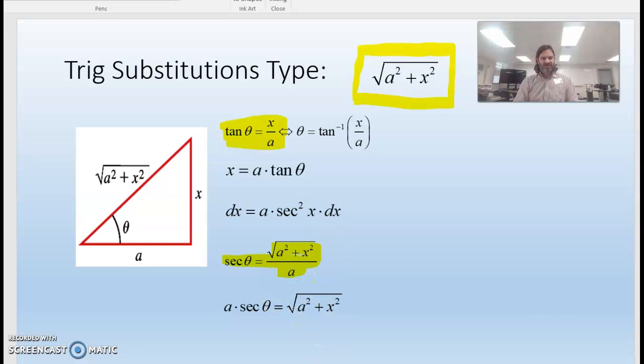And those are the three triangles that come from the setup of a trig substitution, and which one you should pick is based upon how your square root looks or how your two squares are interacting with each other.